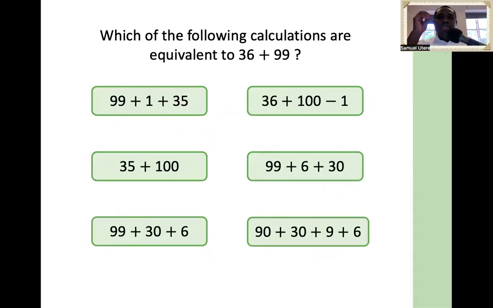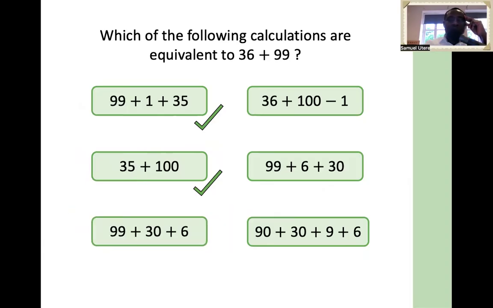Have a think. Which of these following calculations are equivalent to 36 add 99? Well, if you look at this one, you would see that the 36 has been split into 1 and 35. So this calculation is the same. They are equivalent to 36 add 99. This one is the same. The 99 has been made 1 bigger, which is now 100, and the 36 has been made 1 less. So they compensate for each other, so they are the same calculation.